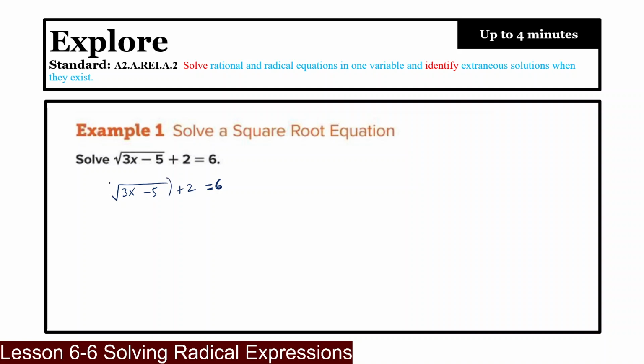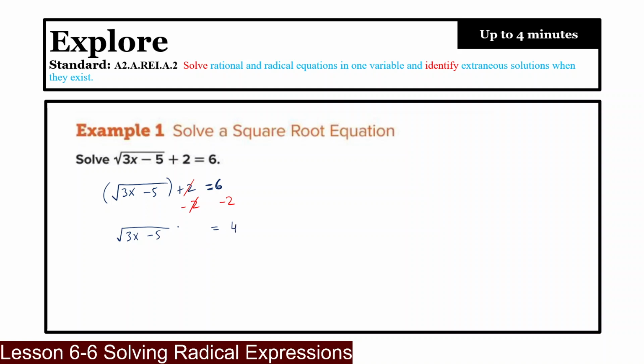I need to get this radical part by itself. So I'm going to put a parenthesis around it, and then I'm going to ask myself, is there anything else outside this parenthesis? Yes, I see a plus 2. So how do I get rid of this plus 2? I subtract it from both sides. Alright, so once I do that, what do I get? Square root of 3x minus 5 equals 6 minus 2, which is 4. That was my first step.